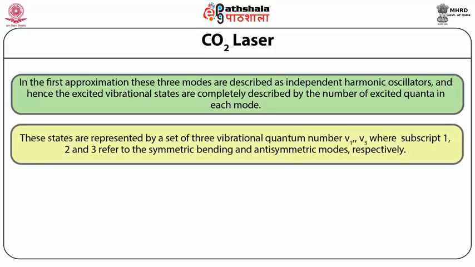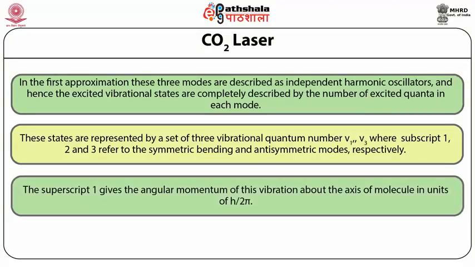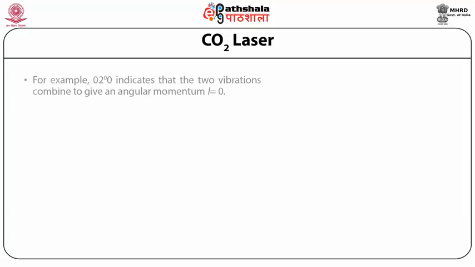These states are represented by a set of 3 vibrational quantum numbers, nu1, nu2 and nu3, where subscripts 1, 2, 3 refer to symmetric, bending and antisymmetric modes respectively. The subscript on nu2 gives the angular momentum of this vibration about the axis of molecule in units of h by 2 pi. For example, 0 to subscript 0 with 0 indicates that the 2 vibrations combine to give an angular momentum L is equal to 0.